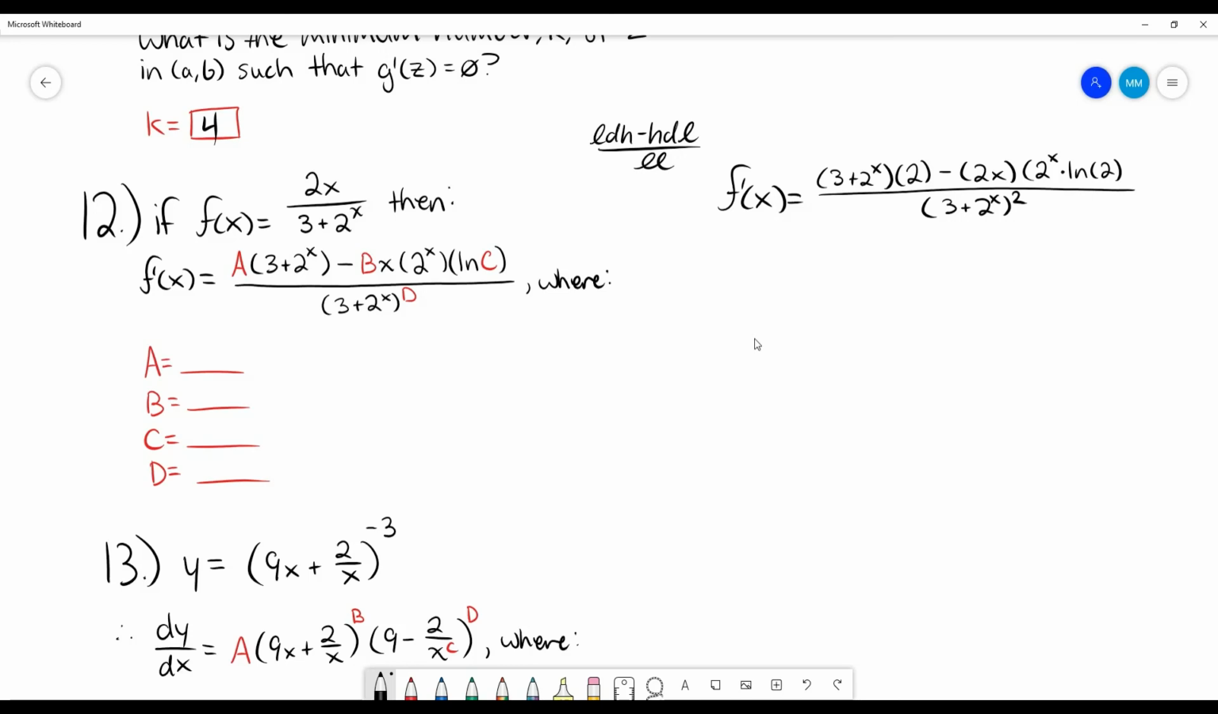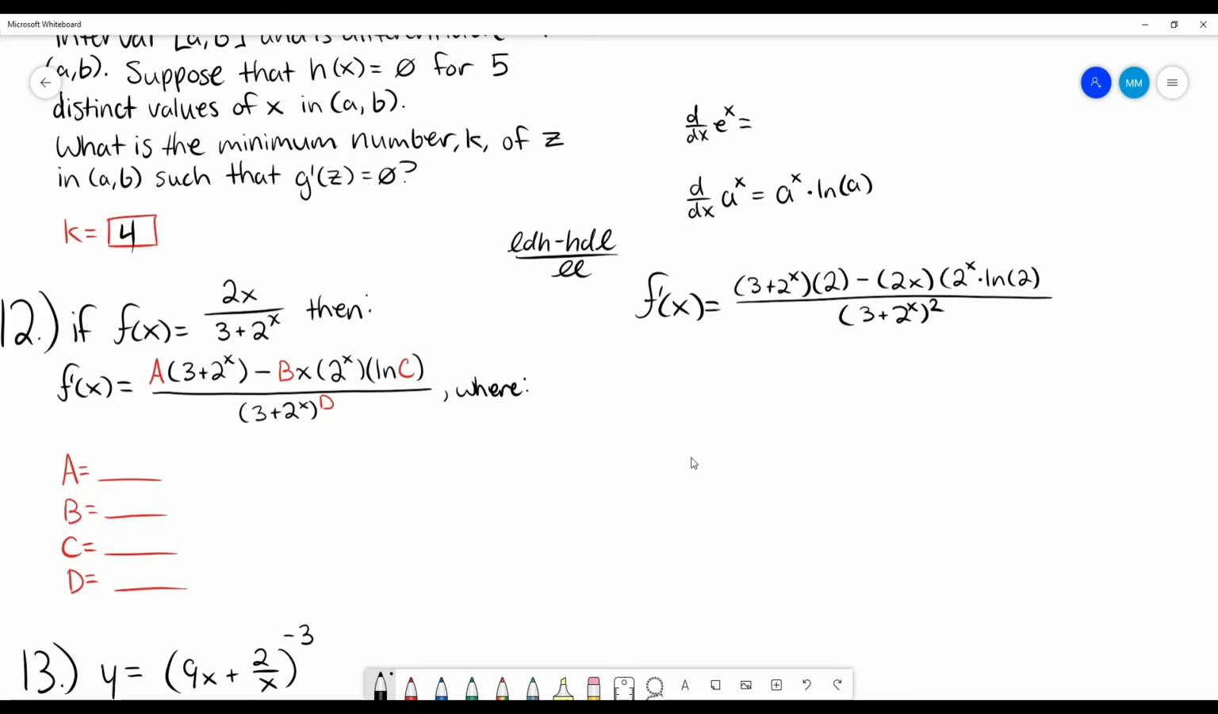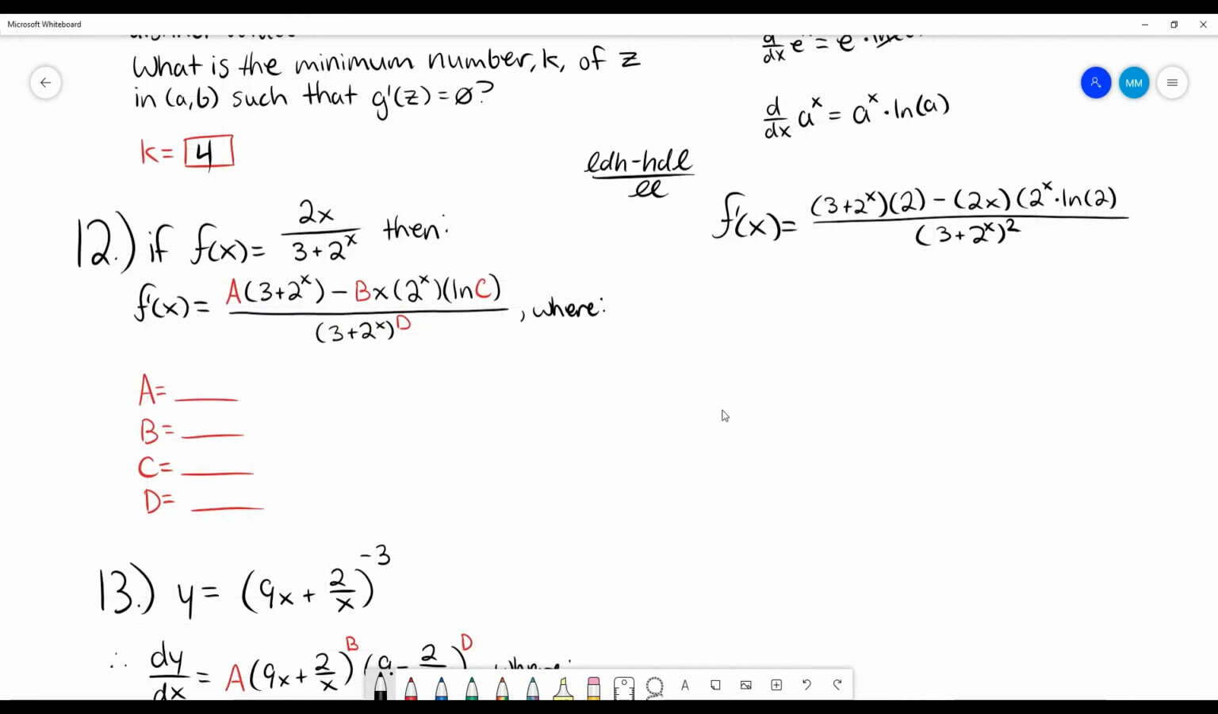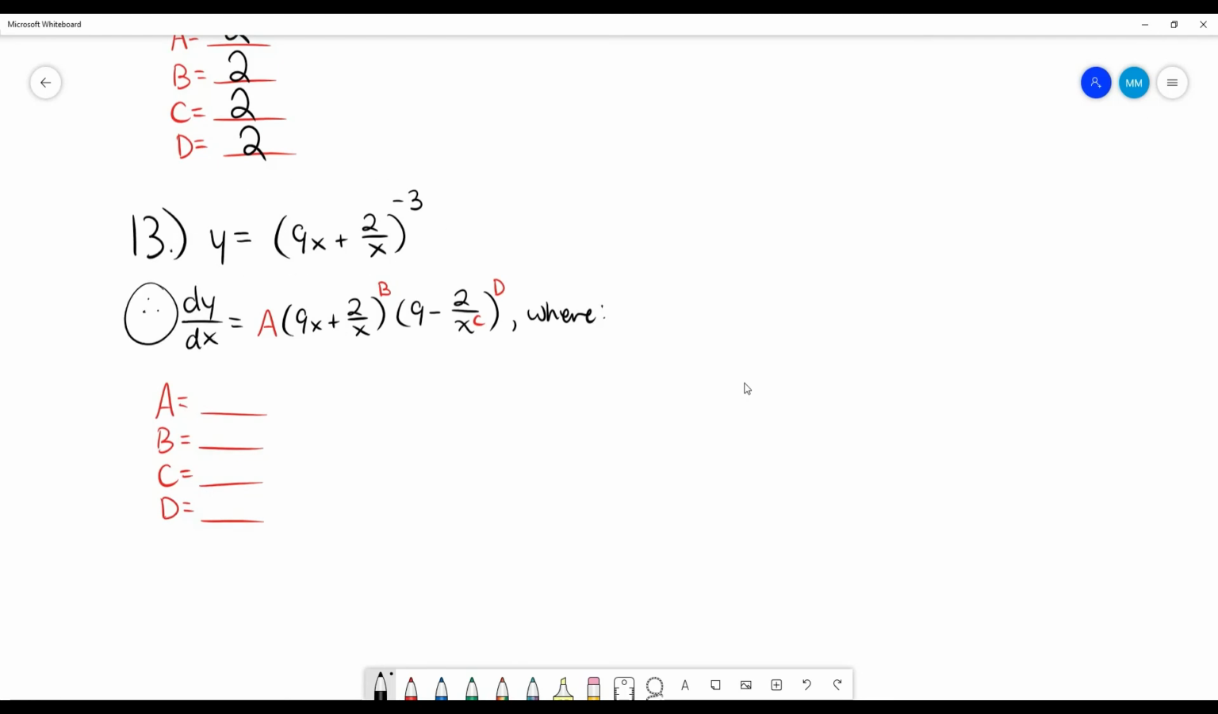squared. And remember, just in case we forgot, the derivative of any number a to the power of x equals itself times the natural log of whatever that base a is. That also goes for our e to the x, right? We know the derivative of e to the x is itself, but the reason is because it's this, and the natural log of e is the same as 1, so it's just multiplied by 1. Okay, so I can see pretty clearly, oh, my a is on the other side, but it's a 2 times 3 plus 2 to the x minus a 2x times 2 to the x times the natural log of 2 all over 3 plus 2 to the x to the power of 2. It's funny, they're all 2's. It's crazy.